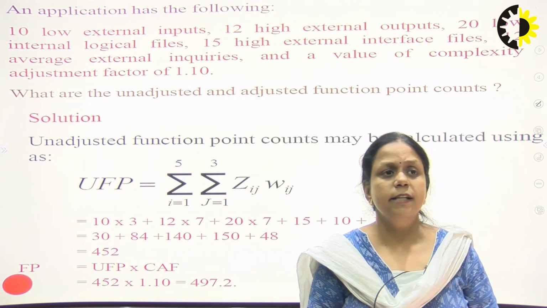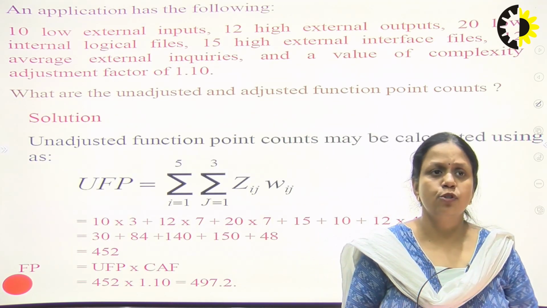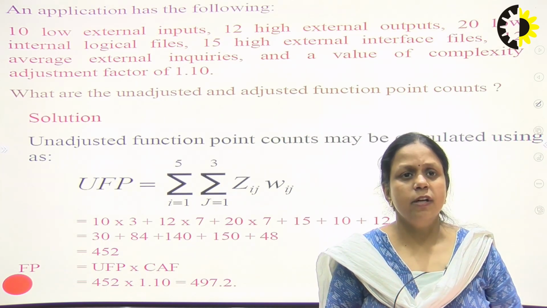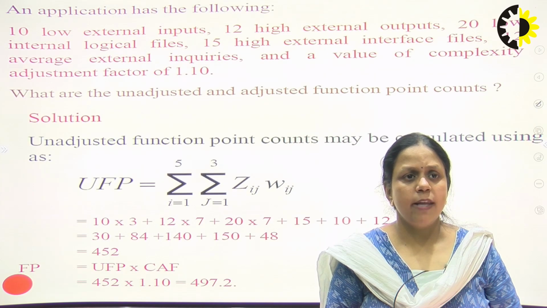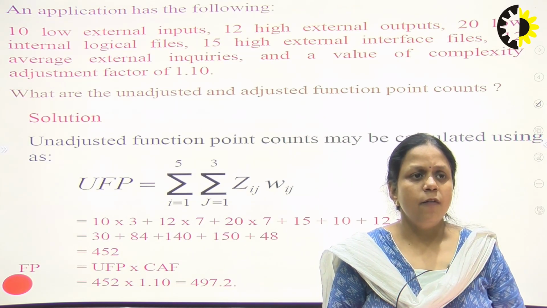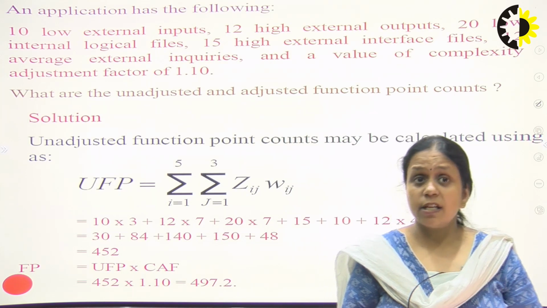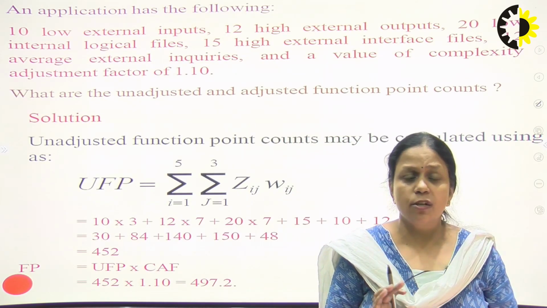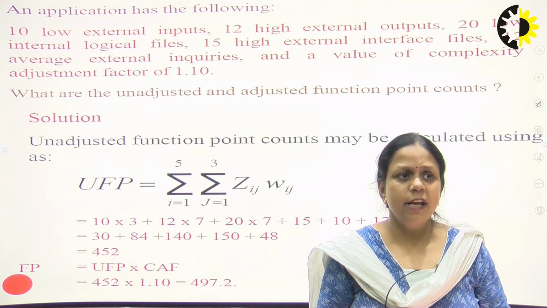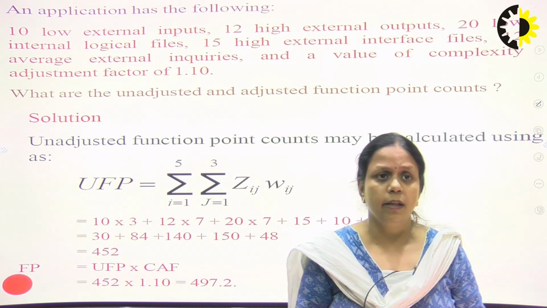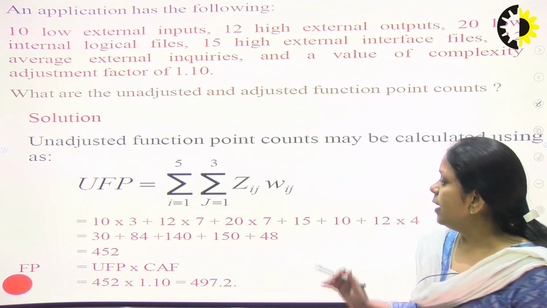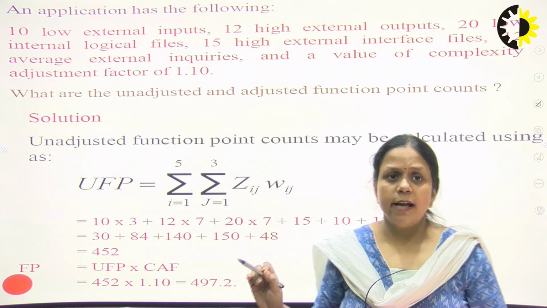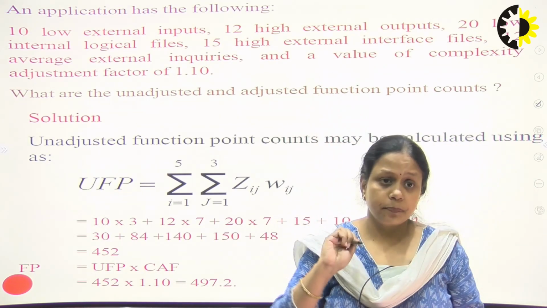So this is another example given: 10 low external inputs, 12 high external outputs, 20 low internal logical files, 15 high external interface files, 12 average external inquiries, and a value of complexity adjustment factor of 1.10. So in this case the value of the adjustment factor is already given. There is no need to find out the complexity adjustment factor. It is already given in the question only. So we have to find out only the unadjusted function point.